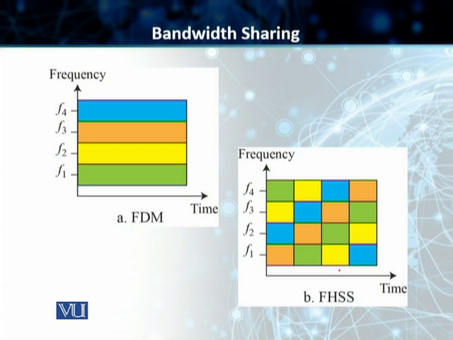4 channels using FDM, and we are still using 4 channels in FHSS. The only difference is that in FDM, each station uses 1 over M of the bandwidth, and that allocation is fixed. But in frequency hopping spread spectrum, each station uses 1 over M of the bandwidth, but the allocation changes hop to hop. Every single hop has a different allocation in FHSS as compared to FDM.